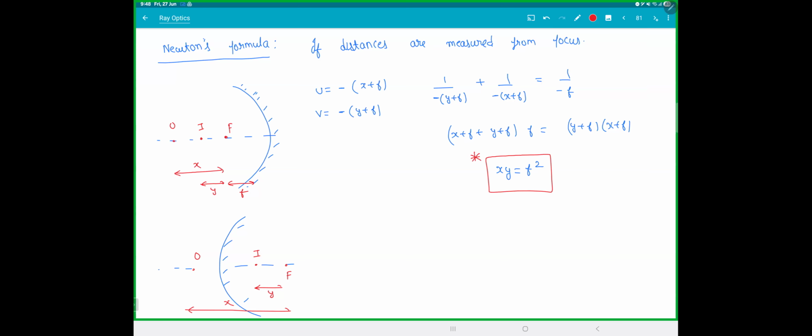The same result also will be there for lenses also. So there x and y are distances from the focuses. There are 2 focuses in a lens, so we will see that. But the same formula is valid there.